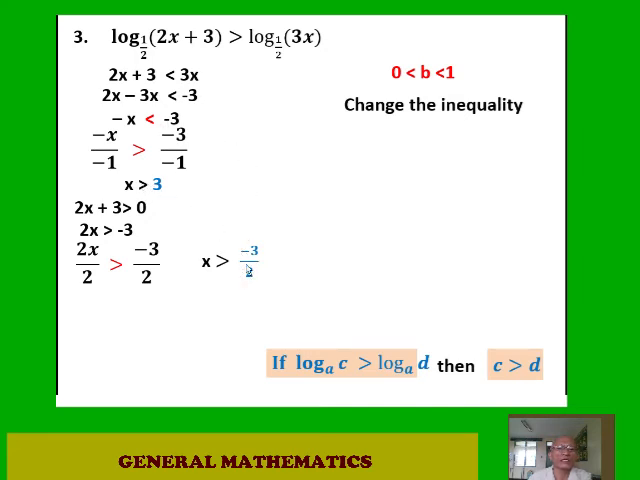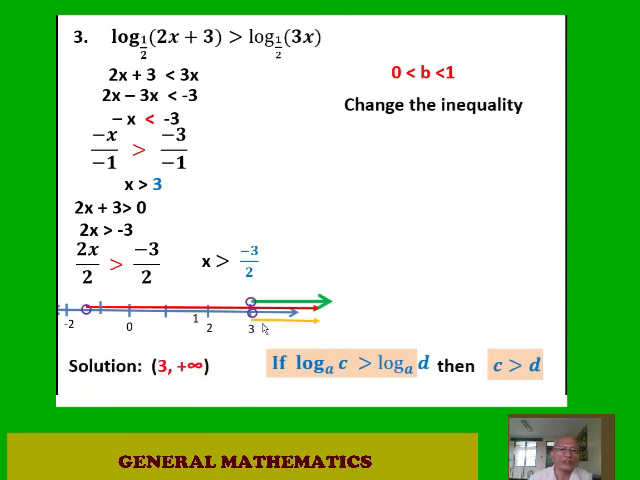Then we will plot the graph of this inequality on the number line. X greater than 3, so we have here x greater than 3, so to the right. x greater than negative 3 halves. So negative 3 halves is negative 1 and 1 half. Here is negative 1 and 1 half. Greater than, so going to the right. The intersection of these two inequalities, the green arrow, is the solution set of this inequality. So 3 is not included, so this is open, 3 up to infinity.